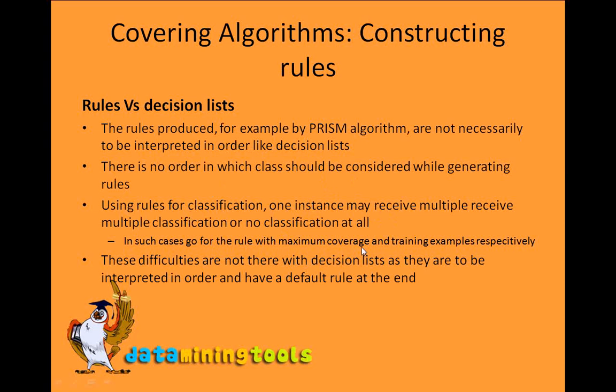So coverage is basically the number of instances for which the condition in the rule holds true. And for the case when we have no classification at all, we basically go for the maximum coverage of training examples. These difficulties are not there with a decision list, as they are to be interpreted in order and have a default rule at the end. Since they are interpreted in order, the problem of multiple classification is handled, and with a default rule, the problem of no classification at all is also handled.